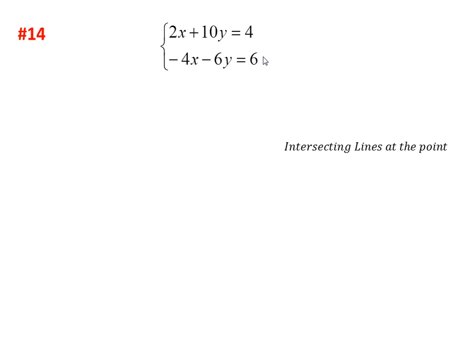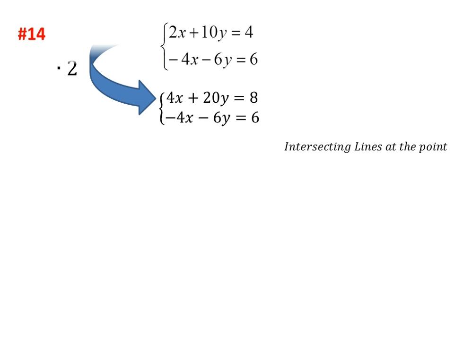So here's what I'm going to do. I'm going to take the top equation and multiply it by 2. Because ideally, if I want to get rid of x's, I want this 2 right here to be a 4. Well, how do I make 2 a 4? I multiply it by 2 and I get 4x. The 20y comes from 10y times 2 is 20y. And the 8 comes from 4 times 2, which is 8. Now I can add these together.